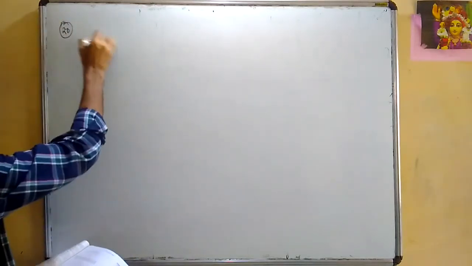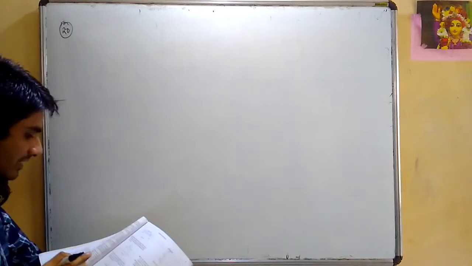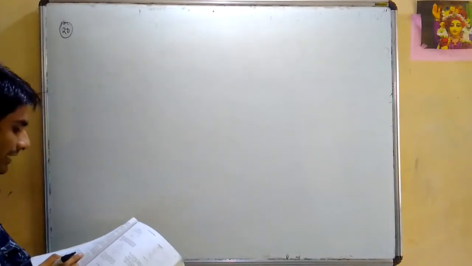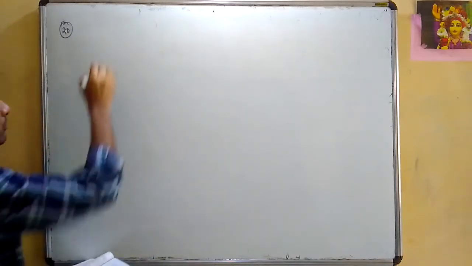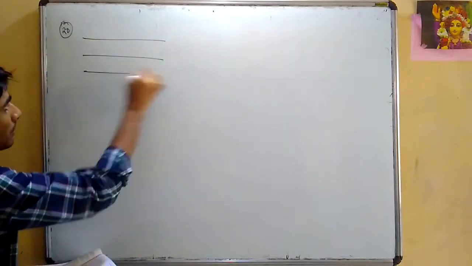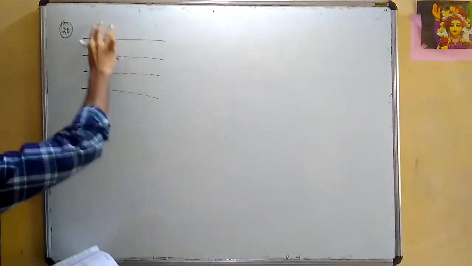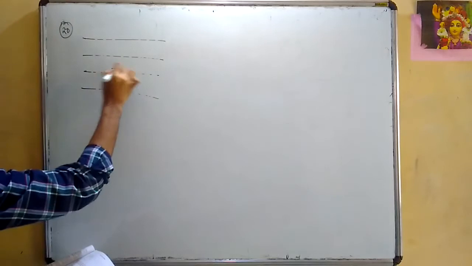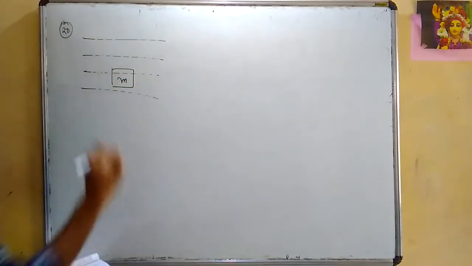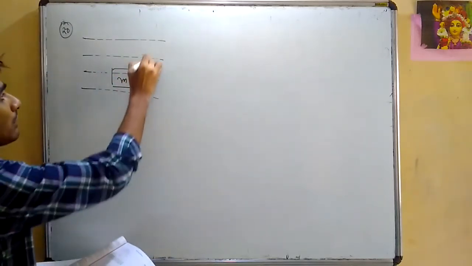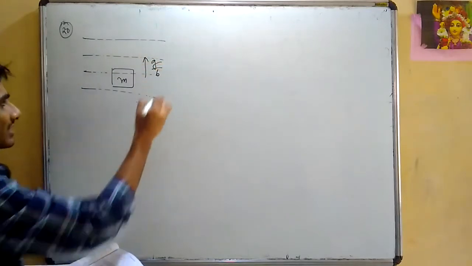An empty plastic box of mass m is found to accelerate up at the rate of g by 6 when placed deep inside water. Say, for example, this is water. This is placed deep inside water. There is a plastic box and the mass is m. It is found to move up with an acceleration of g by 6.